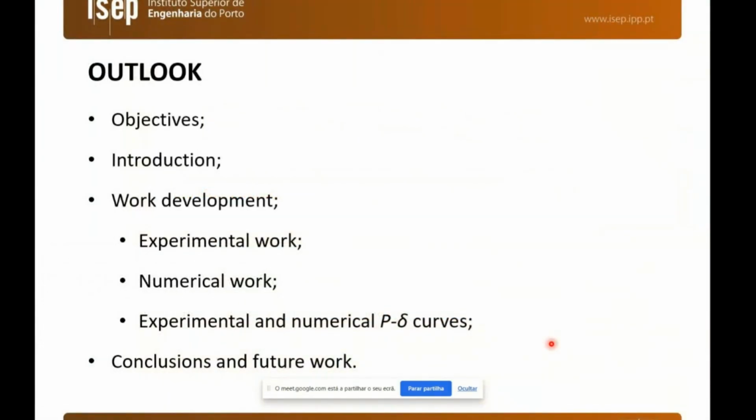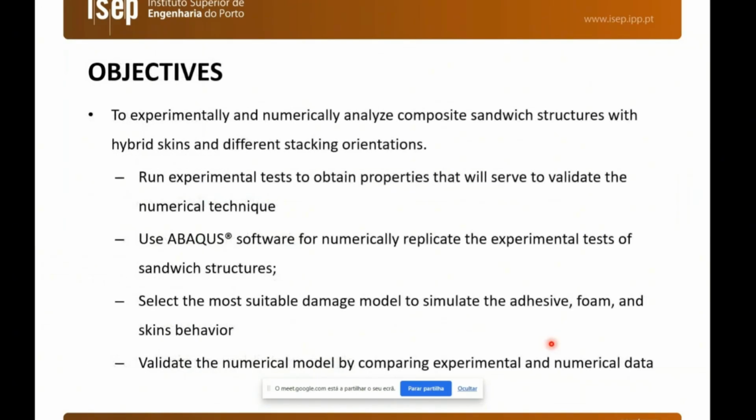Here we can see the layout of the presentation. After the objectives, we will make a short introduction to sandwich structure and numerical modeling. This work has included an experimental campaign regarding the fabrication of the sandwich structure and testing and data analysis, followed by a numerical work carried out in Abaqus software and with all of the respective comparison between both so that we can validate the procedure. And finally, we will have the conclusion and future work.